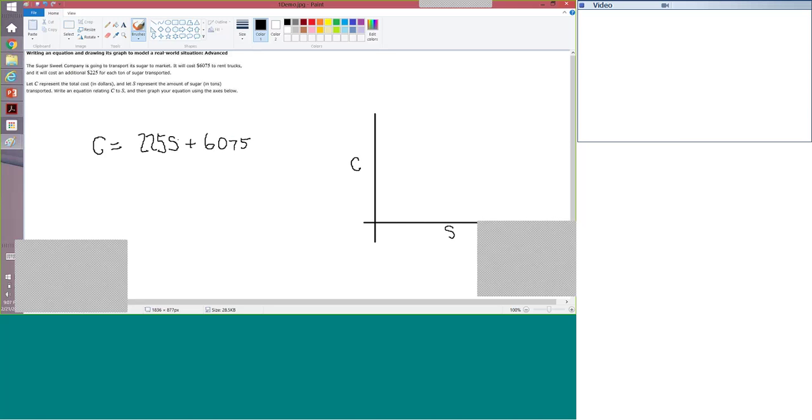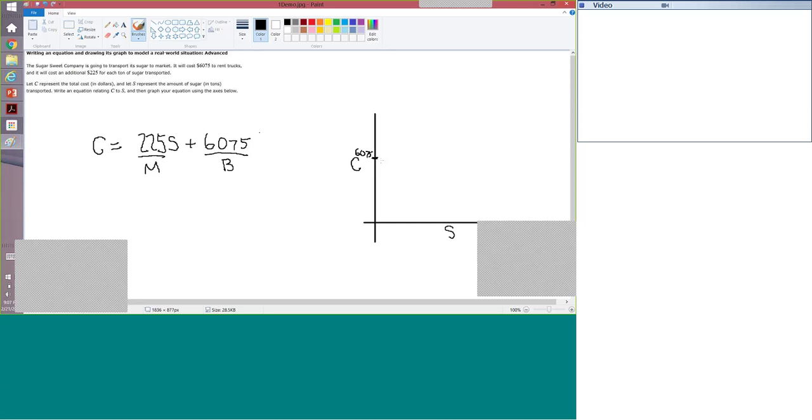And here we've got the basic formula for a line, where here we have our slope, which is the number times our variable. And over here we've got our y-intercept. If I try to graph this, I'm not going to make all the different ticks. We'll just say this is our starting point. It's our y-intercept, right where we haven't put any tons of sugar on the trucks yet. Right now we've just rented the trucks, and that's our only cost, and that's $6,075.